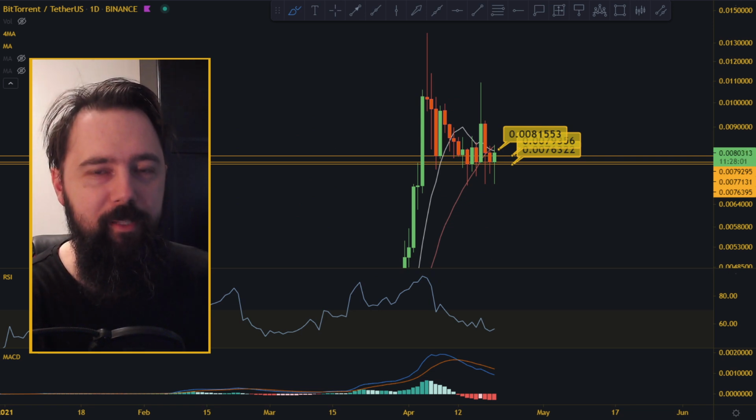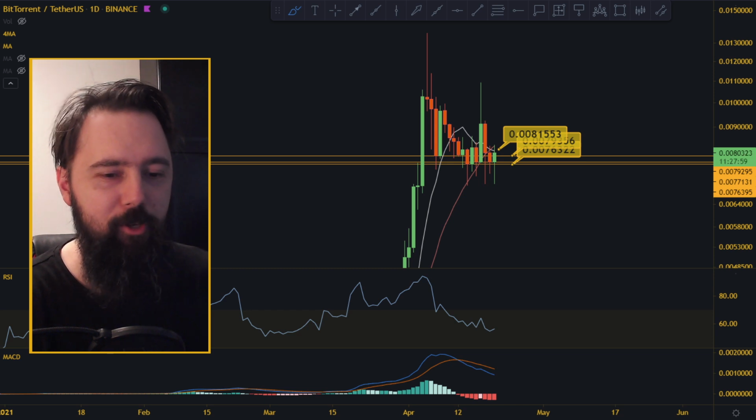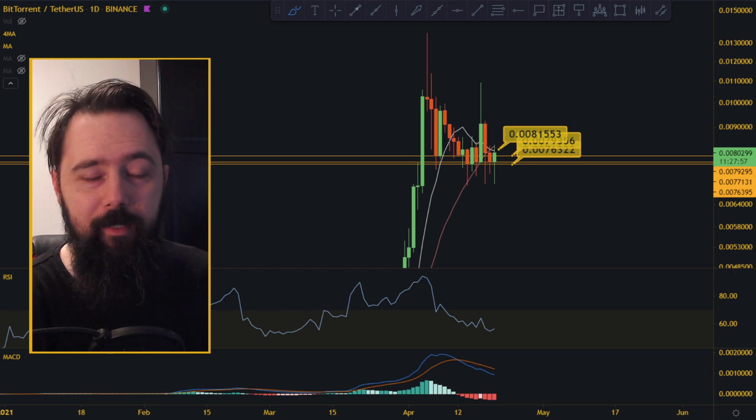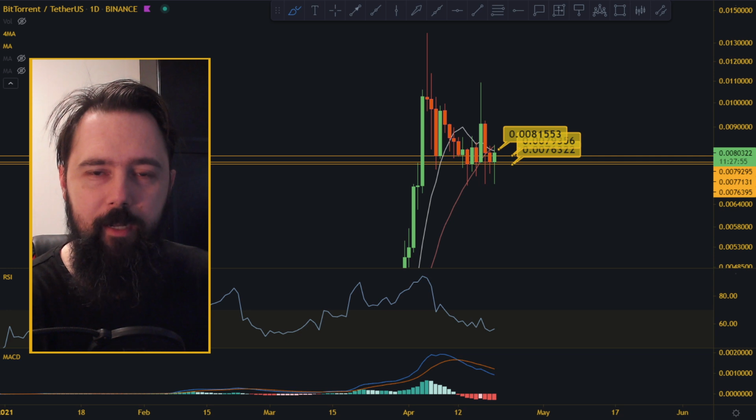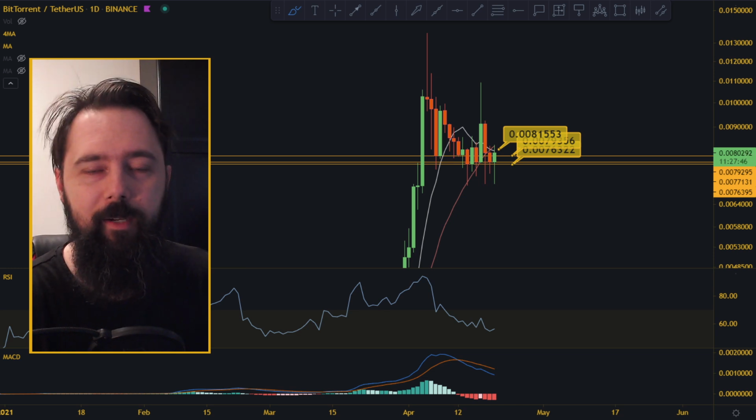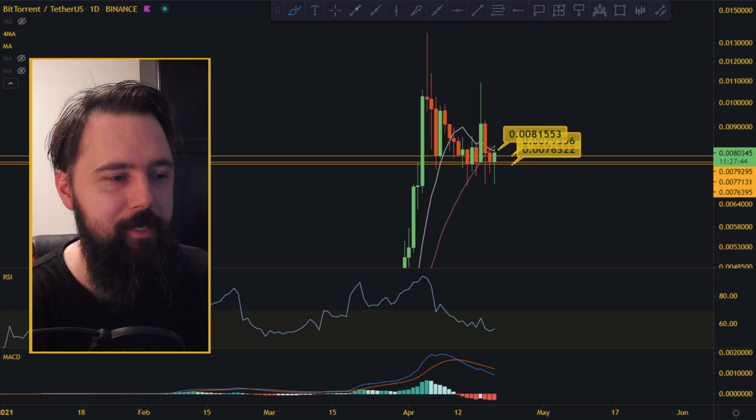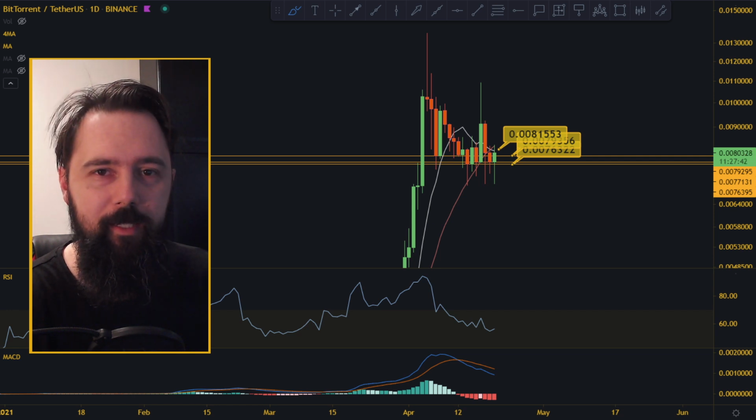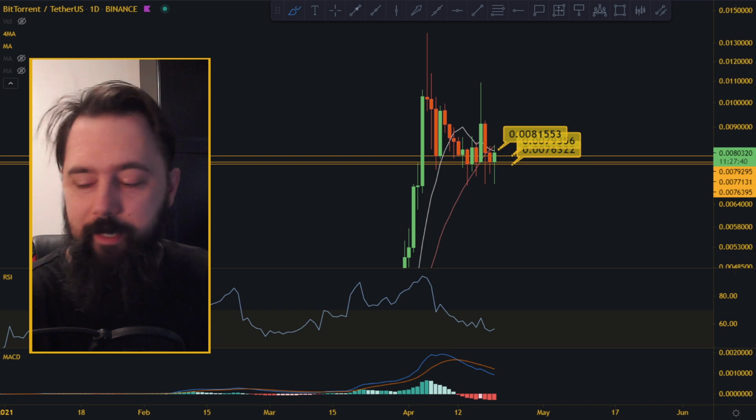And right now we're doing BitTorrent. BitTorrent has been going down for a while. Right now it's looking like it's finding some kind of support, so we want to talk about it. Also, right now it's up like 4% today, while other coins are down like 4%. So that must be a good thing, right? So basically we're going to do some technical analysis and see what we can figure out about BitTorrent. That's it. Let's get into the charts.